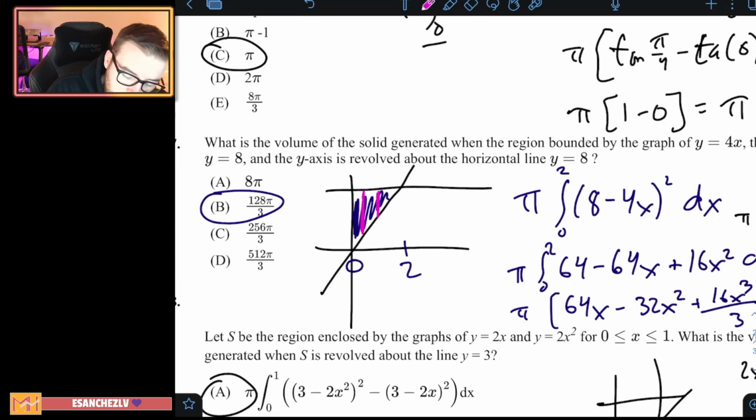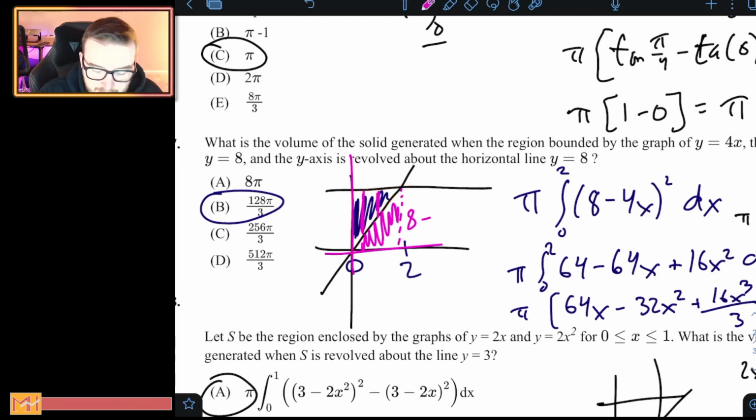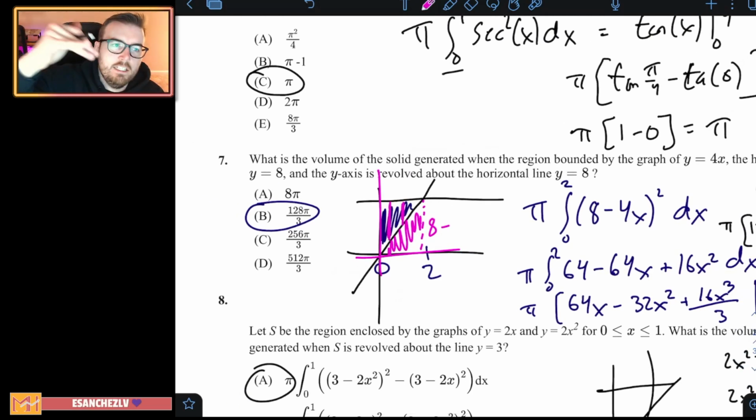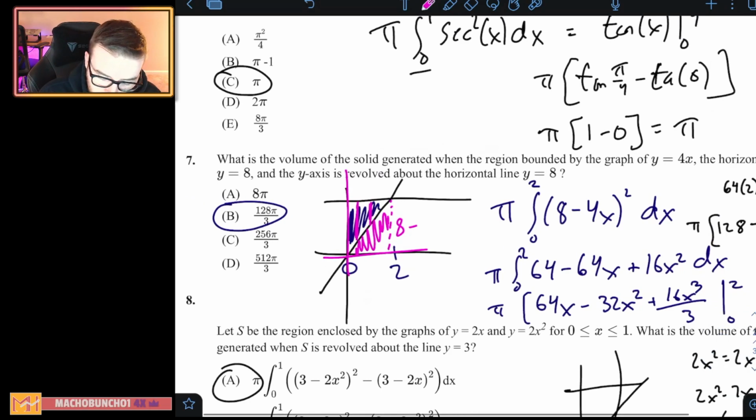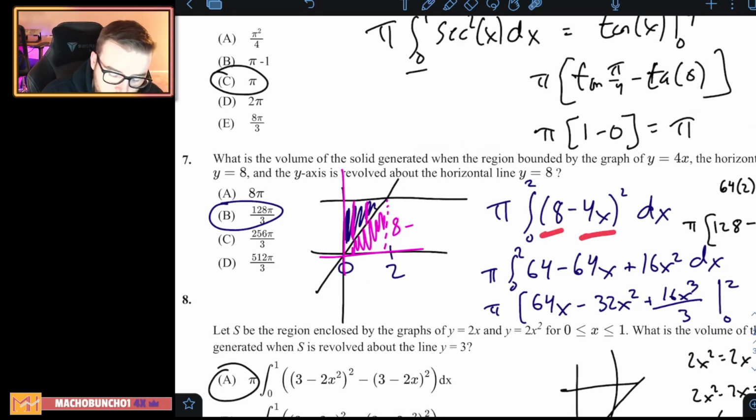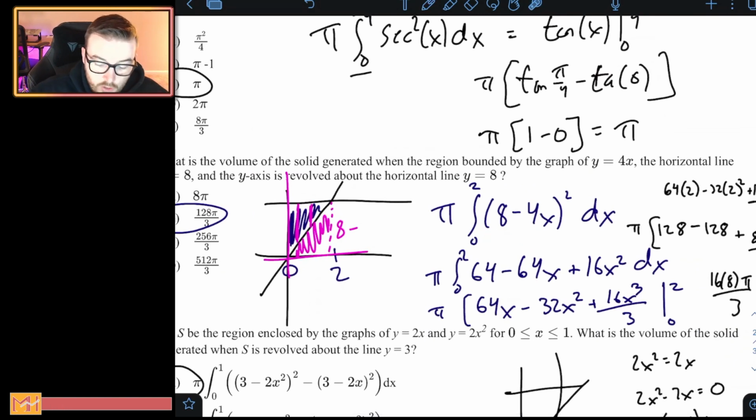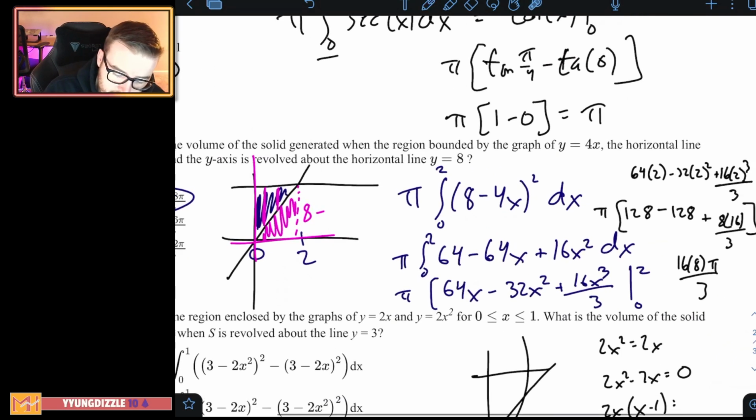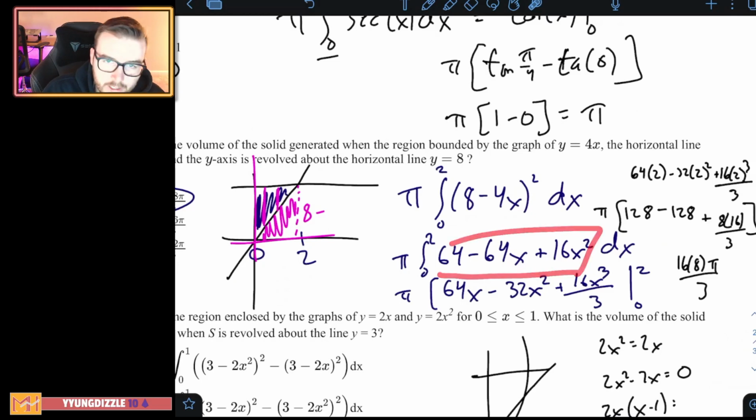So if everything's with respect to x, we're thinking 8 minus this stuff will leave us with this stuff, right? So 8 minus the line. Top function minus bottom function in a nutshell. So 8 minus 4x is your radius. Square it. When you square it, of course, this happens, right? FOIL, distributing, all that jazz.